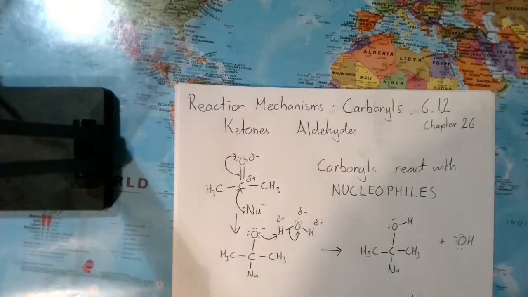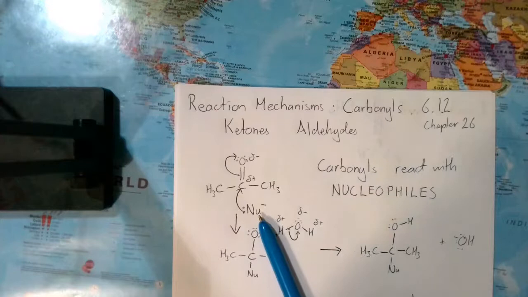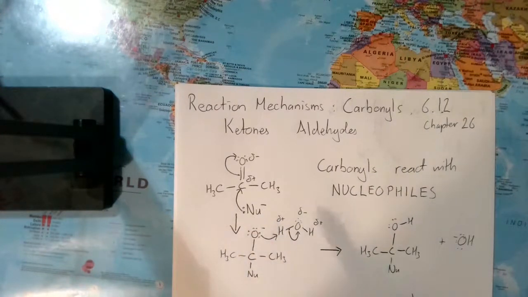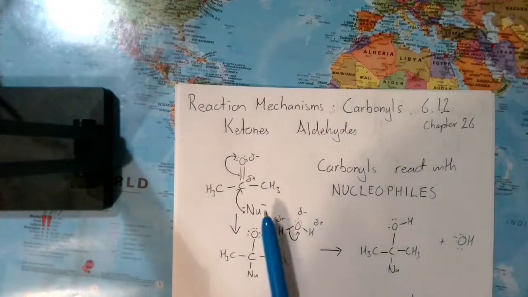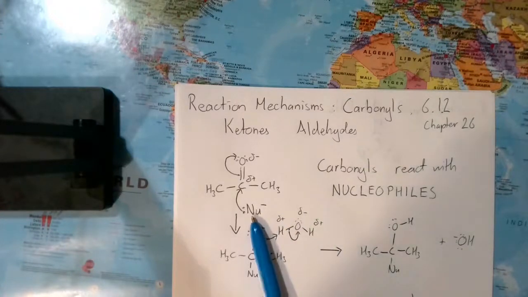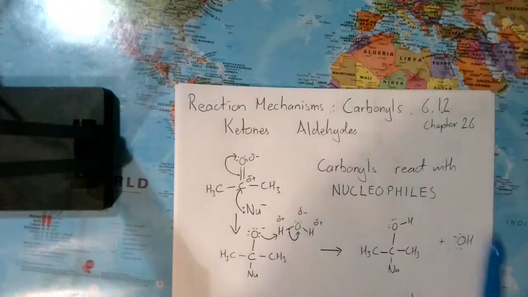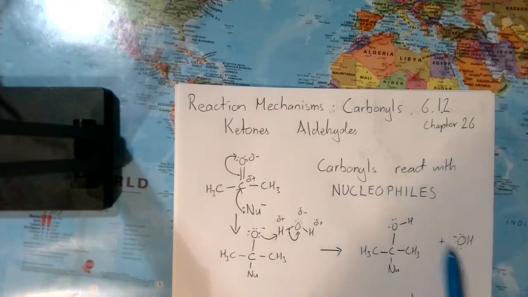Now, there will be a spectator ion present. This nucleophile, if it's an anion, there has to be, say, a sodium or a lithium, something that is present and will then balance out the charges. So perhaps you added Nu minus with an Na plus, and then you'll have still the Na plus, so the byproduct is sodium hydroxide.